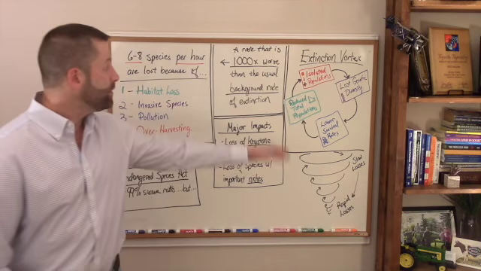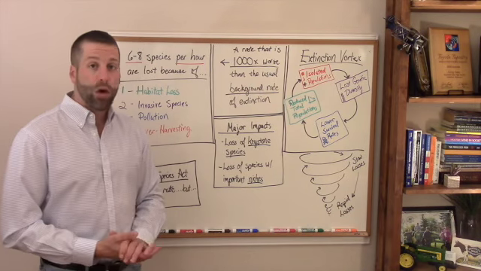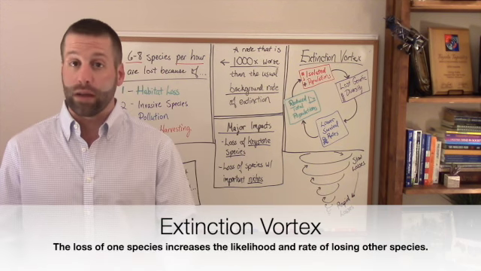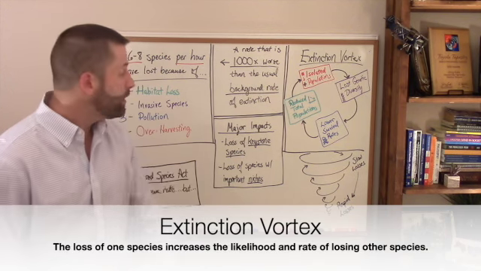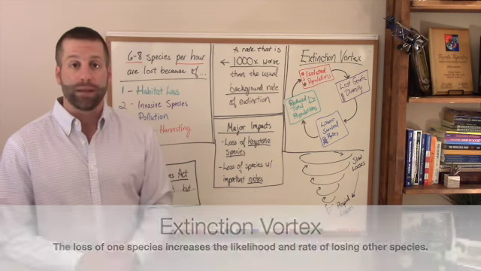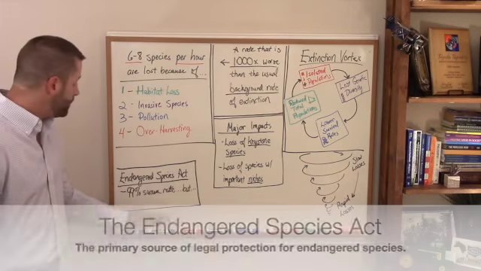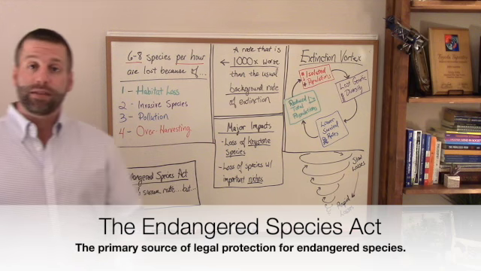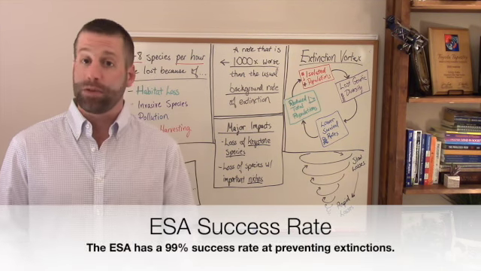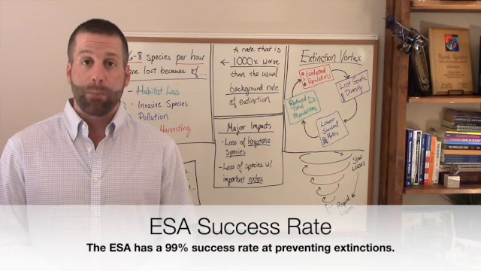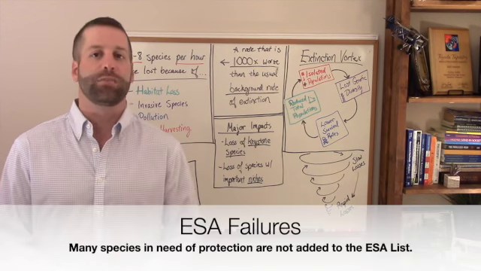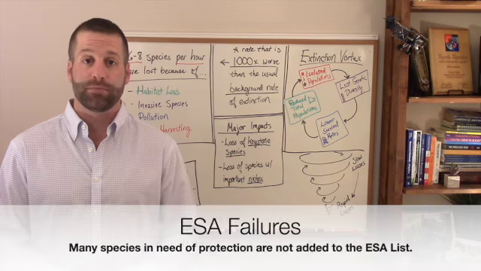We also discussed the extinction vortex, or the idea that the loss of one species makes the loss of other species more likely and more rapid. And we said that as we lose more and more species, the loss of species increases in pace. Finally, we discussed the Endangered Species Act, and we said that the Endangered Species Act has a 99% success rate at protecting species that are listed, but we have a less successful rate in adding species to the endangered species list that need protection.